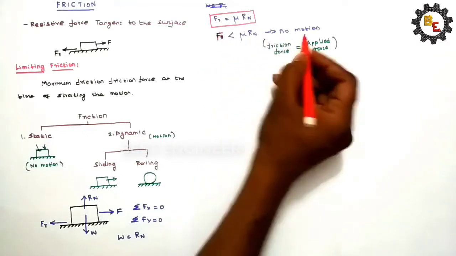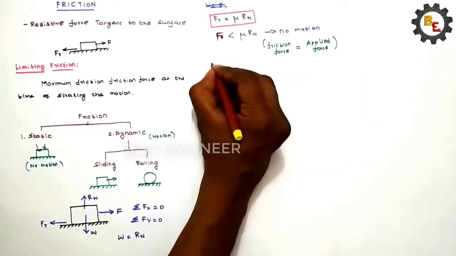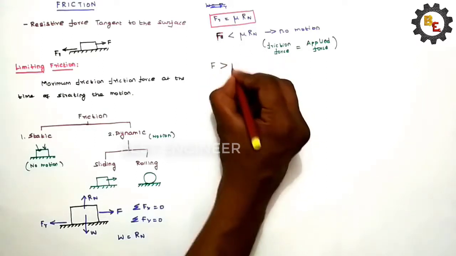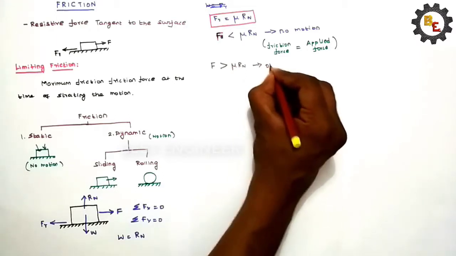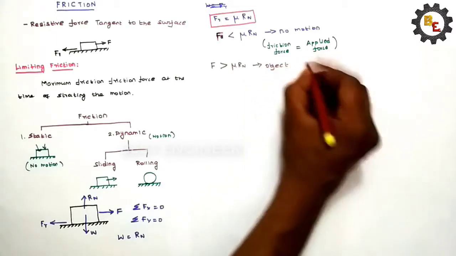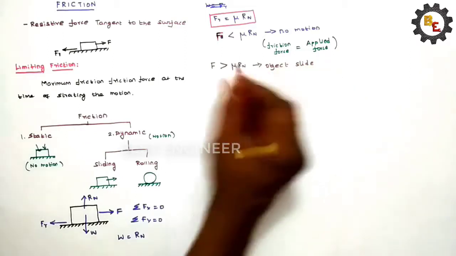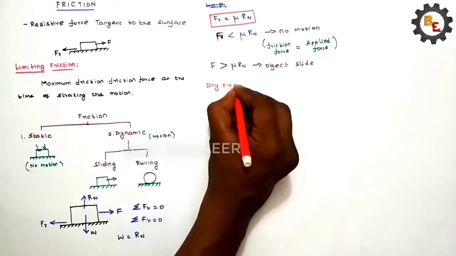There will not be a motion because friction force will be equal to the applied force. When the applied force is greater than friction force, there will be motion. The object starts to slide because the applied force is greater than the friction force.